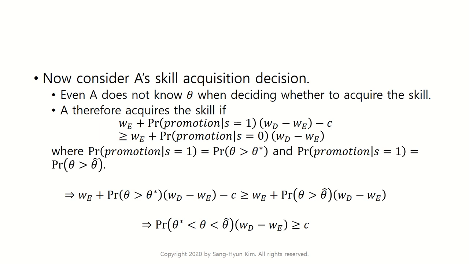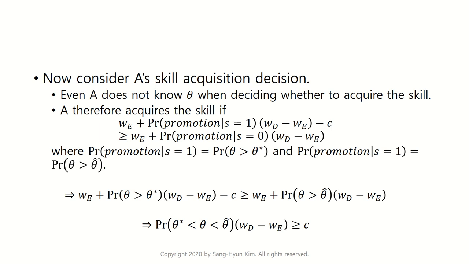The left-hand side is the expected utility when you make an investment, and the right-hand side is the expected utility when you do not make an investment. So again, similarly, WE is the baseline wage, which is the wage that you get no matter what. And if you're promoted, then you'll get additional wage, which is WD minus WE. And the probability that you will be promoted differs in these two situations. If S is 1, then you will be promoted if theta is greater than theta star.